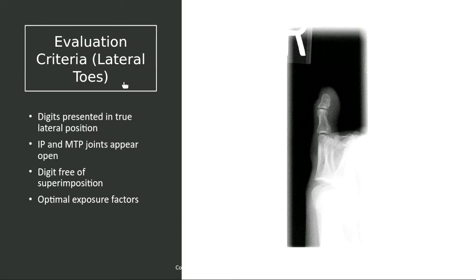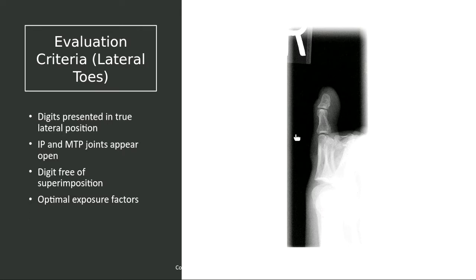Okay, so the digit that's presented that you're imaging has to be in a true lateral position. The interphalangeal and metatarsal phalangeal joints have to be open. The digit should be free of superimposition from the other toes. And you always want optimal exposure factors.